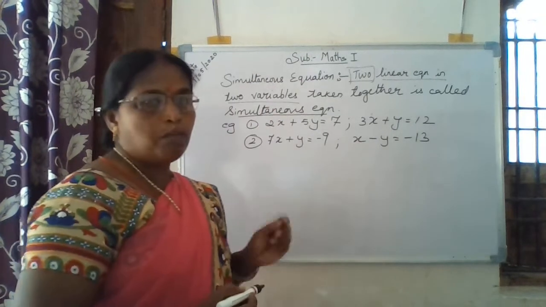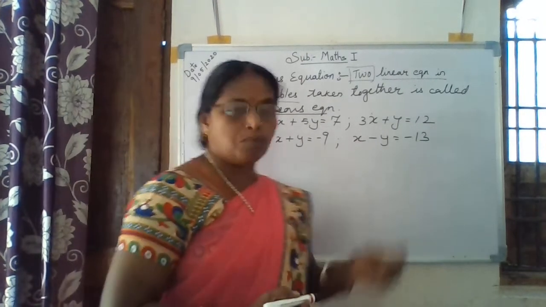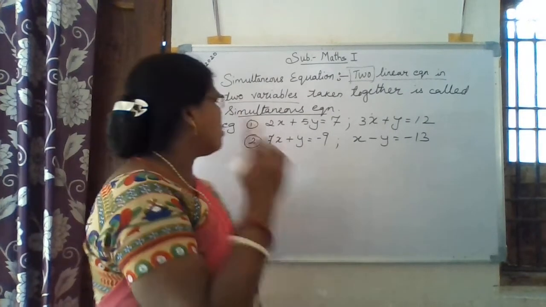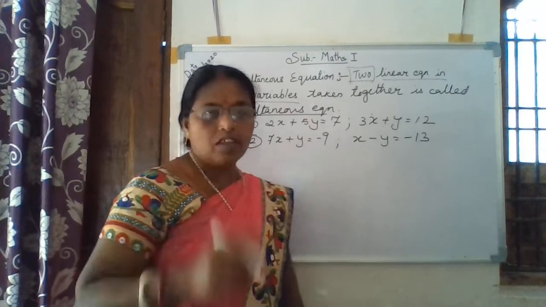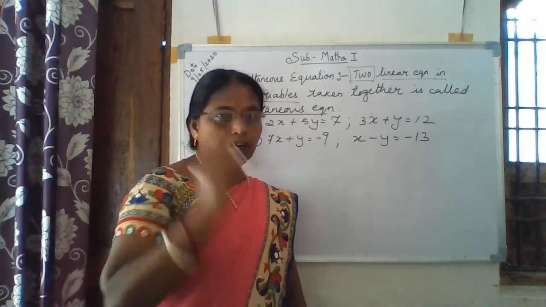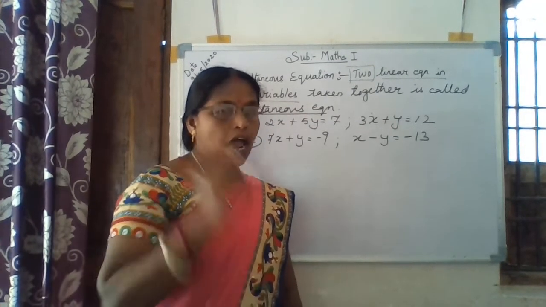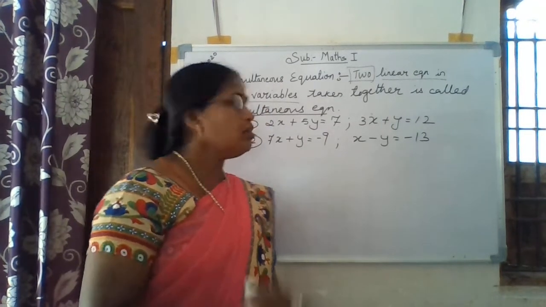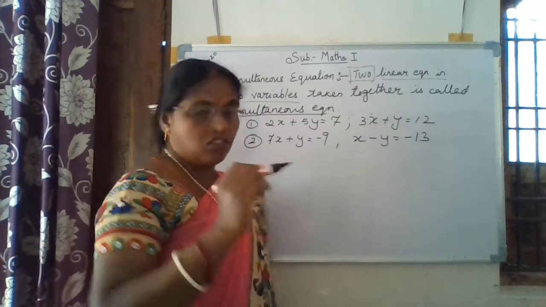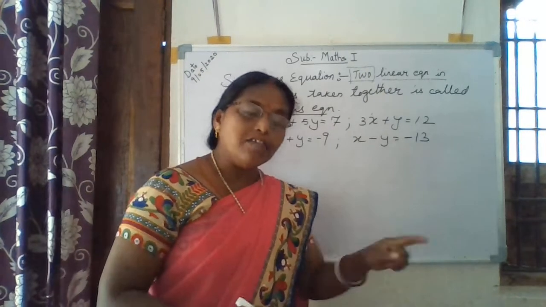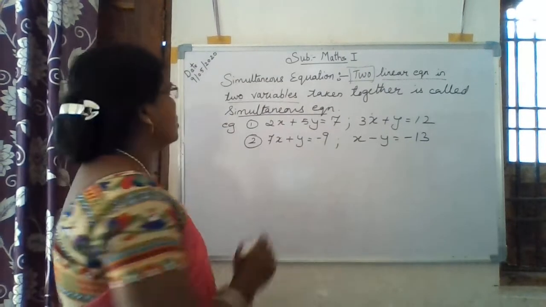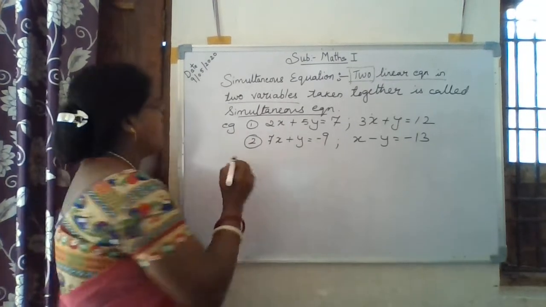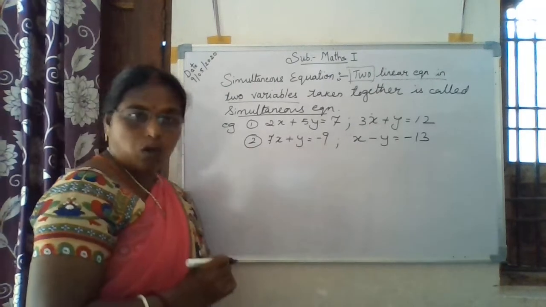There are four methods of solving simultaneous equations. One is the substitution method, the second is the elimination method, the third one is the graphical method, and the fourth one is the determinant or the Cramer's rule method. In 9th standard you have learnt about the first one, that is the substitution method, and the elimination method also.